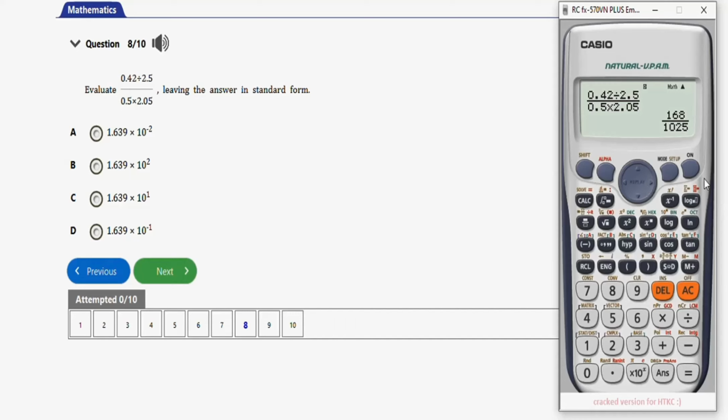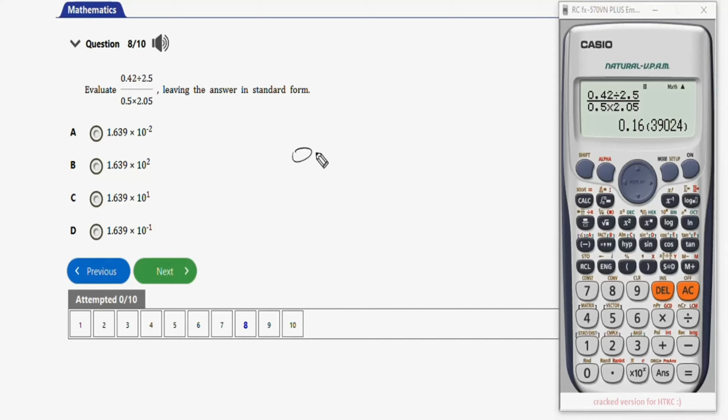So we have B to be D. Let's put this in decimal, press SD. So we have 0.1639024. Let's write this down. Now we can put it in standard form.